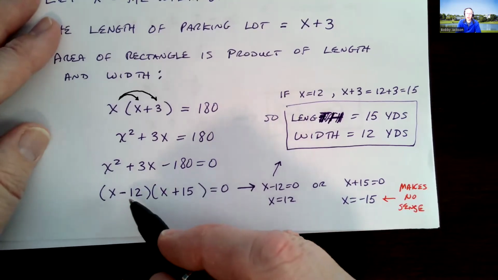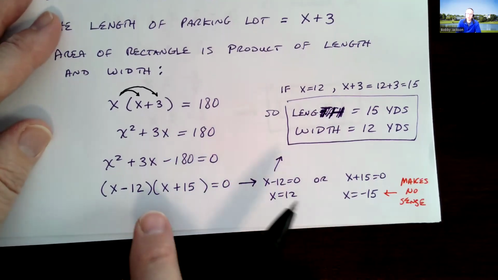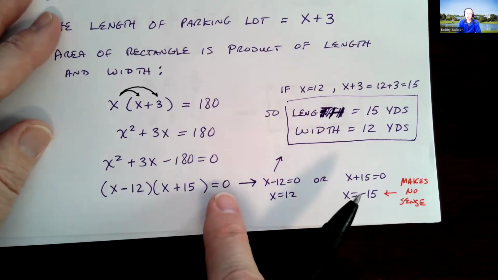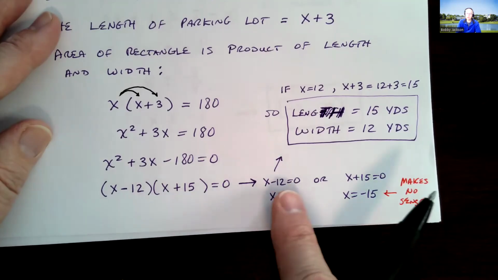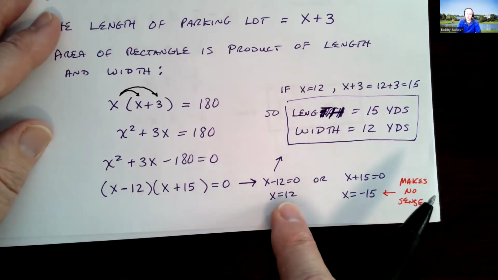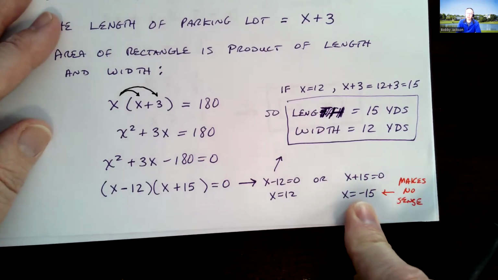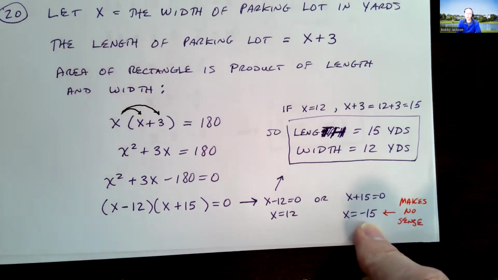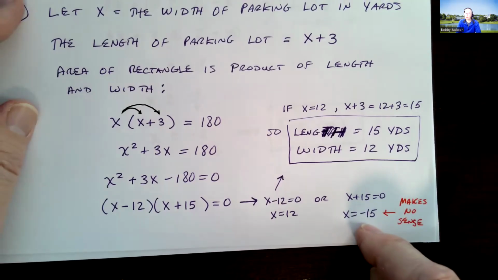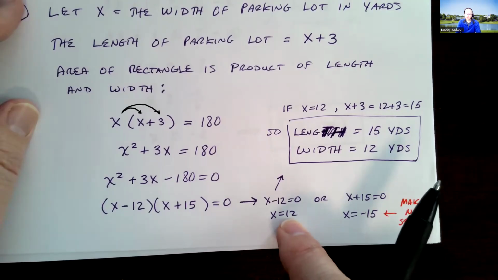So when I have factored this and set equal to 0, I use the zero factor principle. In other words, if I have the product of two or more things that equals 0, I know at least one of those things has to be 0. So either x minus 12 is 0, meaning x is 12, of course, if I add 12, or x plus 15 is 0, which means x is negative 15. Well, of these two, obviously the negative 15 makes no sense because x is the width of the parking lot. We cannot have a width that is negative, right? It has to be always positive. So this is the solution for x that we want.